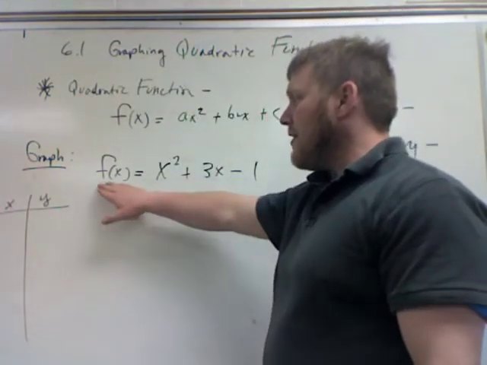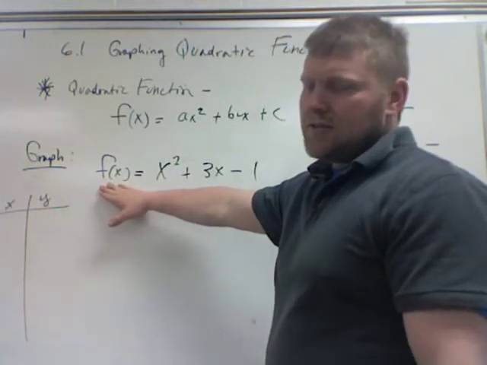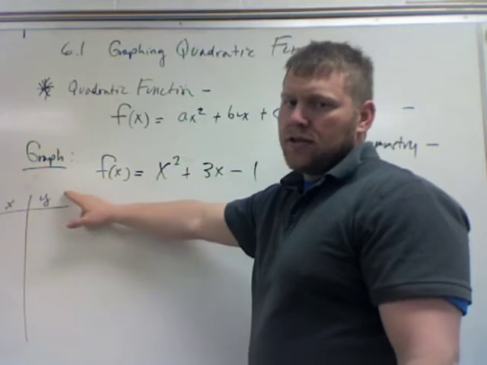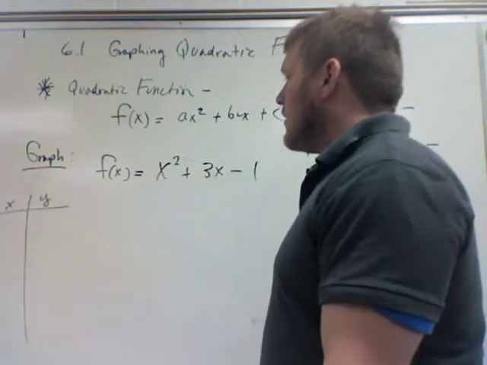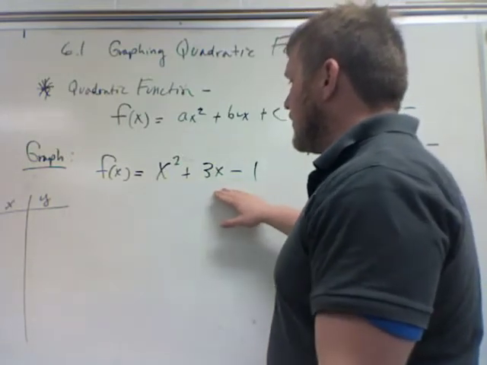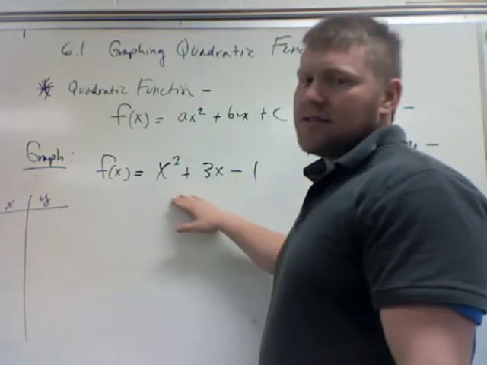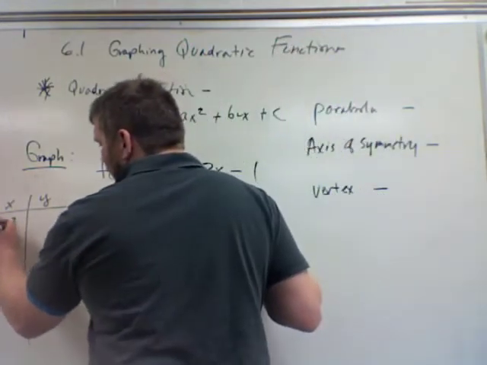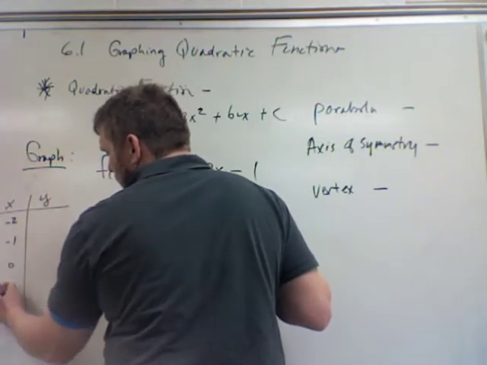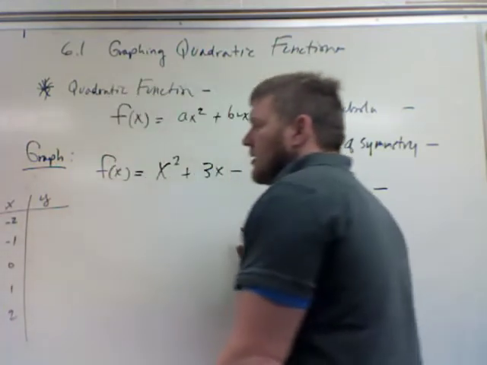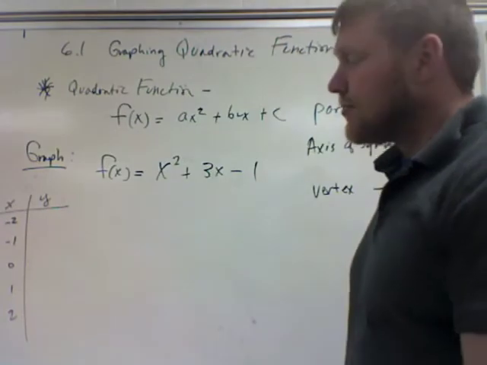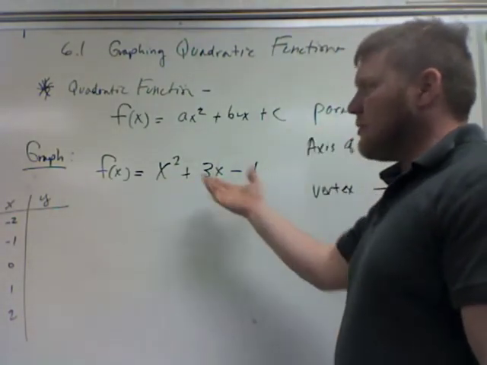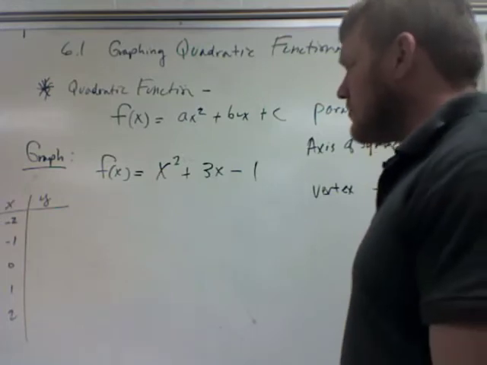If you remember, f of x is just function notation, so that's equivalent to your y value. And then my input values for x, I'm just going to choose those randomly. So I'm going to start with -2, -1, 0, 1, and 2, and see where that takes me. I'm going to plug those values in for x and see what my output value is.